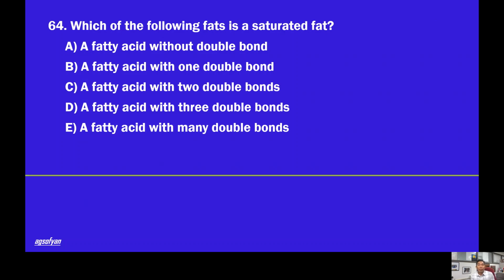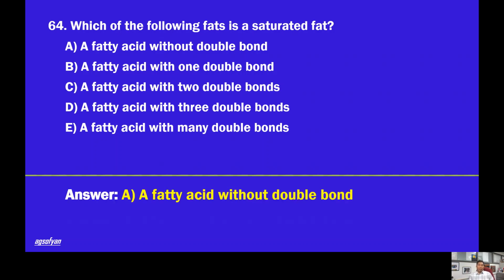64. Which of the following fats is a saturated fat? A. A fatty acid with no double bond. B. A fatty acid with one double bond. C. A fatty acid with two double bonds. D. A fatty acid with three double bonds. E. A fatty acid with many double bonds. Choose your answer. Yeah, the answer will be A. So saturated fat is the fat or fatty acid that does not have double bonds. So all bonds will be single bonds.